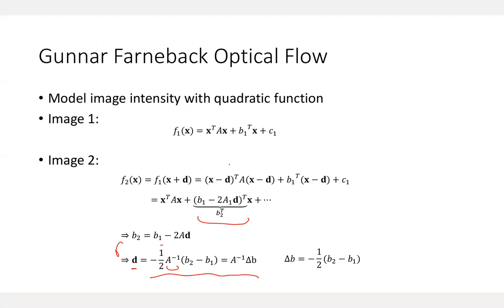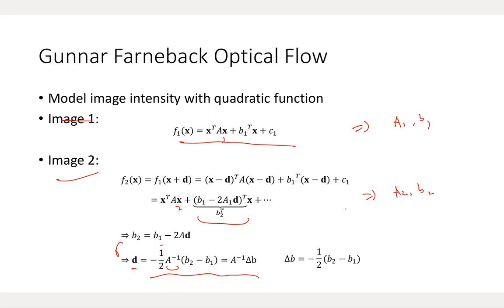Maybe it's a little bit messy here, so maybe I repeat a little bit. What's going on is that you have two images. You assume the image takes a simple quadratic form like this. Then I fit the first image with this model here, and I fit the second image with this second model here. So then from the first image I get some A1 and B1, and from the second image I get some A2 and B2.